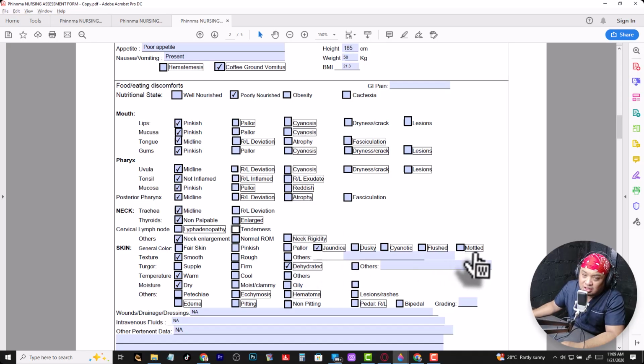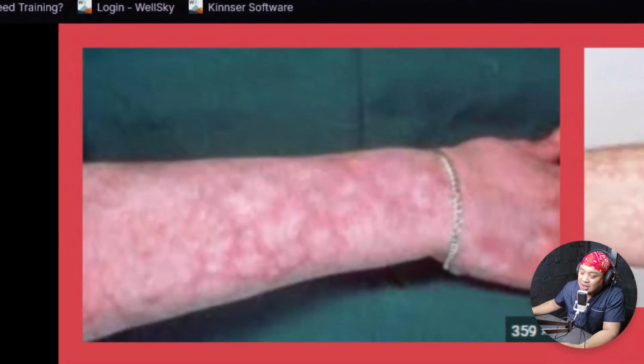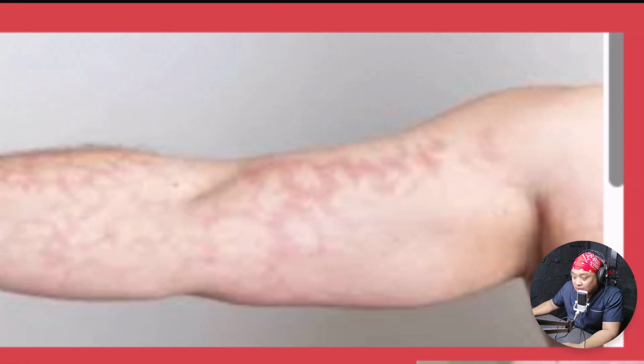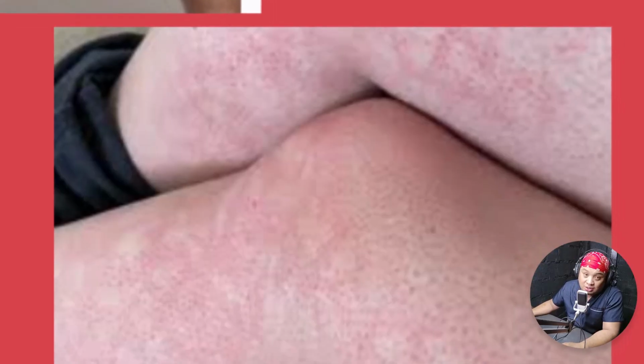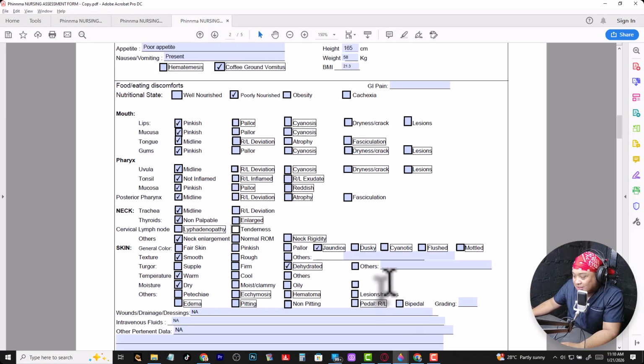But what about this mottled here? Anong itsura niyang mottled na yan? So let's click that mottled. Okay. So here we go. Mottled is para siyang a little bit na spiral sa skin, nakita nimo. Just like this. Skin mottled is a patchy, irregular discoloration of the skin indicating a poor circulation or shock. So there you go. Once makita ka na, don't panic. So that's indicate a poor circulation lang siya. Iba yung poor oxygenation and iba din yung poor circulation. We're talking about the blood. Okay? So let's move on to the next.